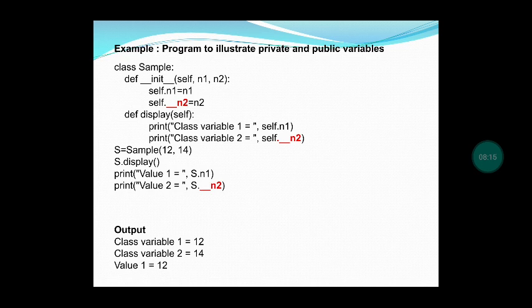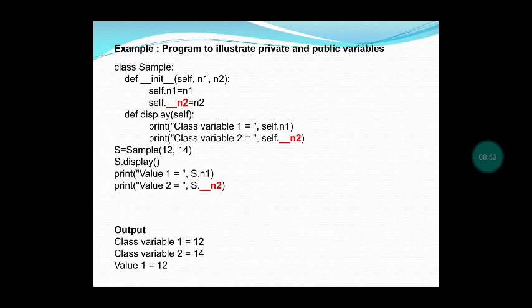Here is another example. Constructor is there. Class sample, where sample is the class name. Next we have given the constructor, double underscore init double underscore, with n1 comma n2. After that we have given self dot n1 equal to n1 and self dot double underscore n2 equal to n2. Simply we have given n1, that is the public data member. If it is prefixed with double underscore, then it is a private data member.